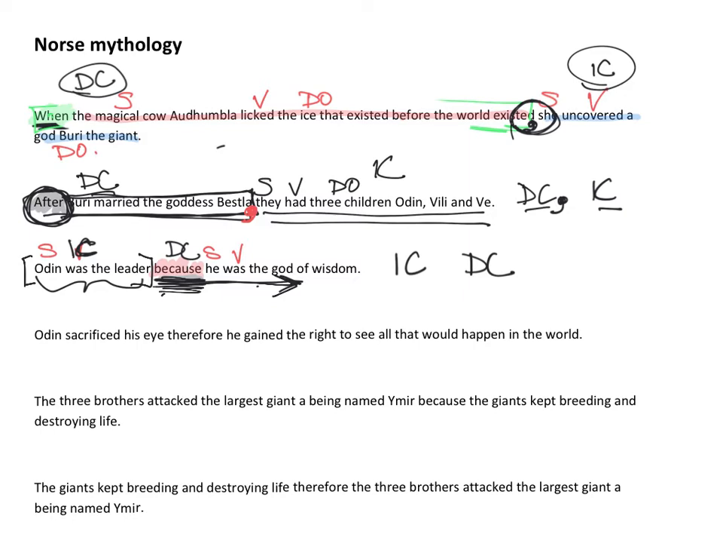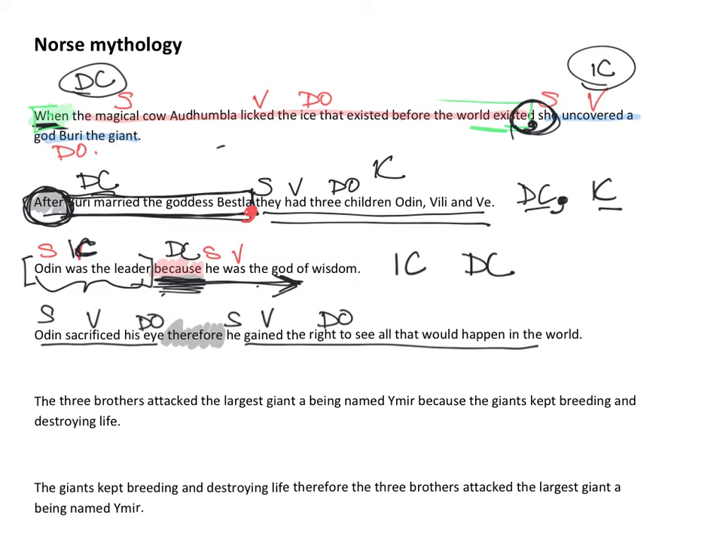Odin sacrificed his eye, therefore he gained the right to see all that would happen in the world. So we have Odin sacrificing. What does he sacrifice? His eye. We then have he gained. What did he gain? The right to see all. So I do have two complete sentences, and it is being connected together with a word, therefore. So is that a dependent clause? Well, let's check to see if it flippy flops. Odin sacrificed his eye, therefore he gained the right to see everything. Therefore Odin gained the right to see everything.